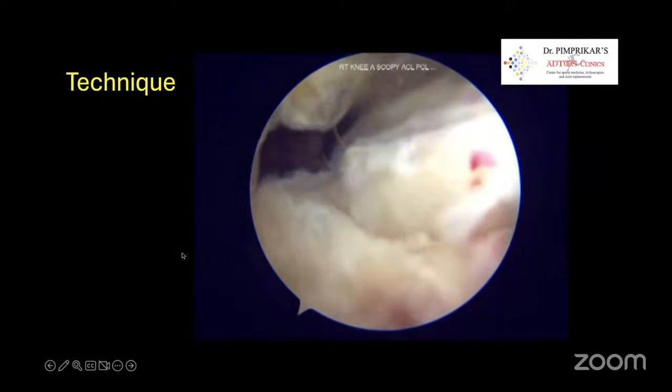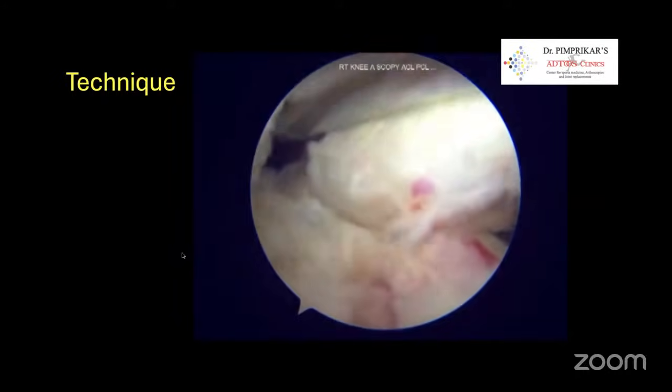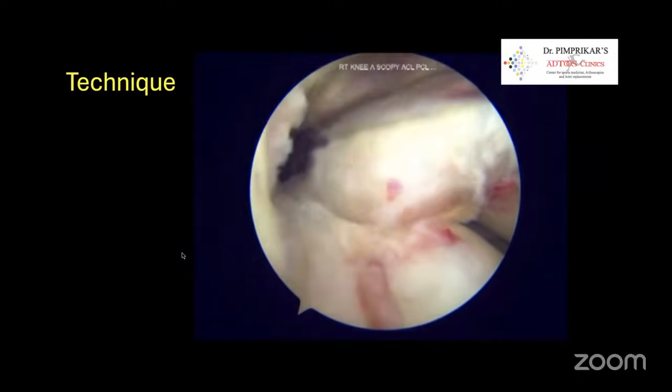So the essential steps are creating certain windows. Now this patient had an ACL as well as a PCL injury.